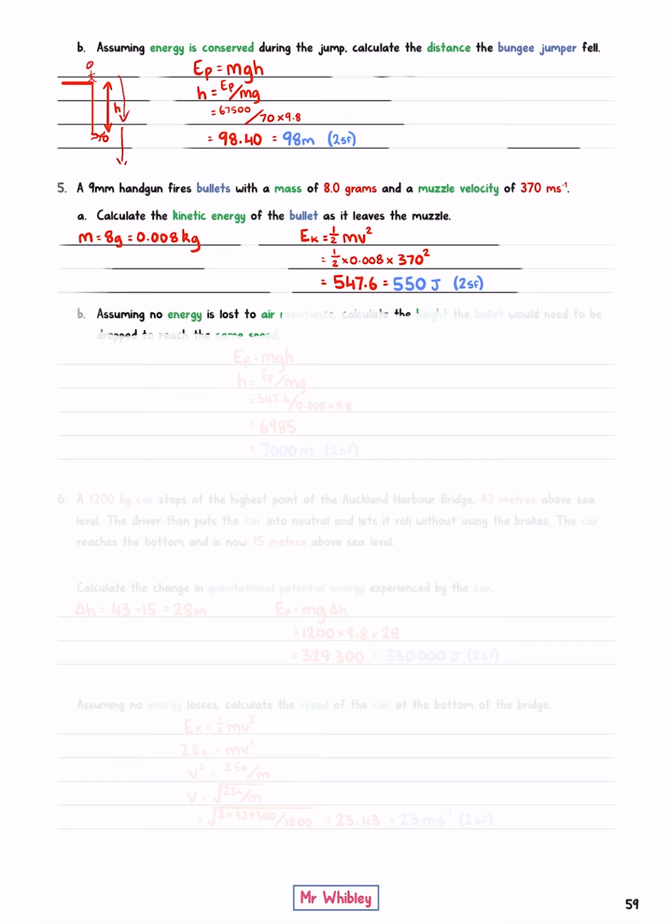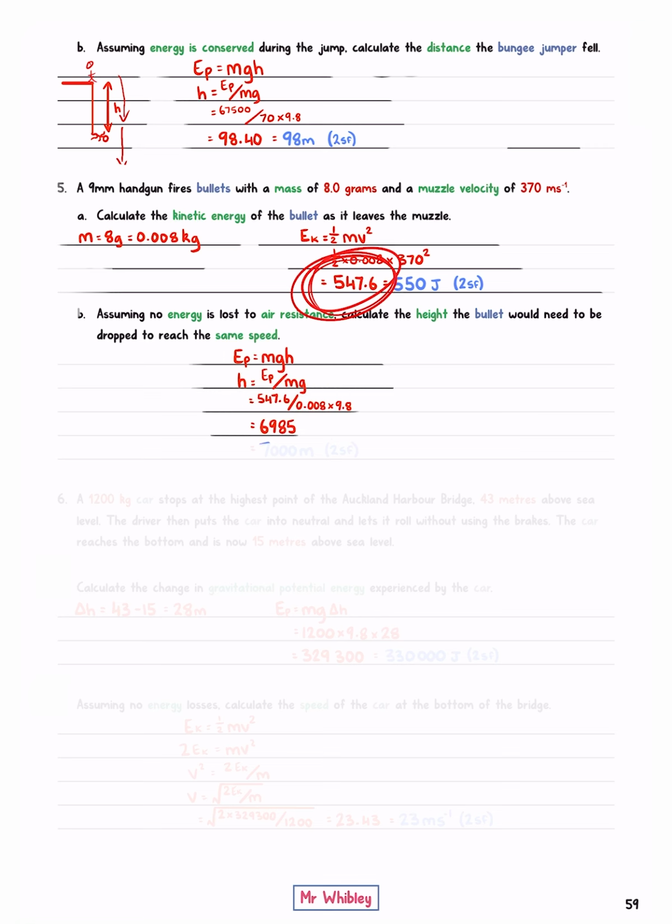Assuming no energy is lost to air resistance, calculate the height the bullet would need to be dropped to reach the same speed. And so, knowing this kinetic energy, we can use the gravitational potential energy equation and find the height associated with this energy. Solving for height by dividing both sides by mg, putting our numbers in, gives me 6,985 or 7,000 meters to two significant figures.